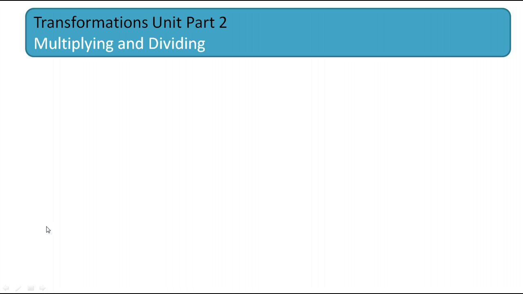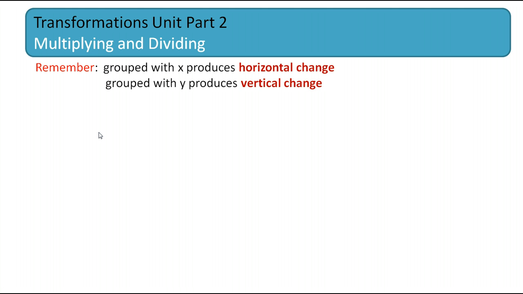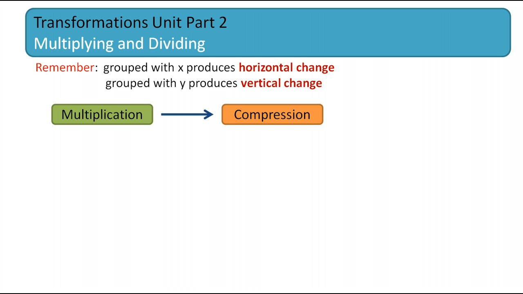When we're working with multiplying and dividing, remember, terms that are grouped with x produce horizontal change, so that's going to affect my horizontal x-axis, and terms that are grouped with y are going to produce vertical change, which is going to be your y-axis, your up and down. In this part, multiplication is going to indicate a compression, and division is going to indicate a stretch.